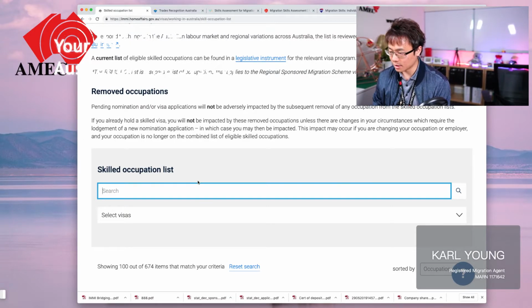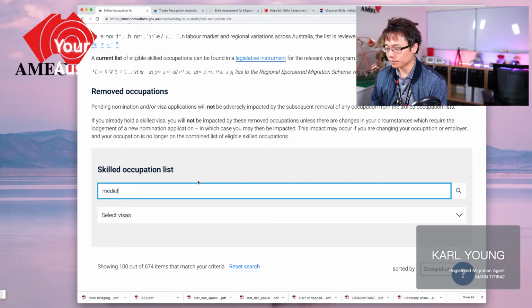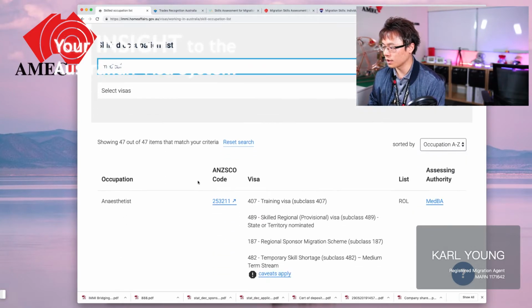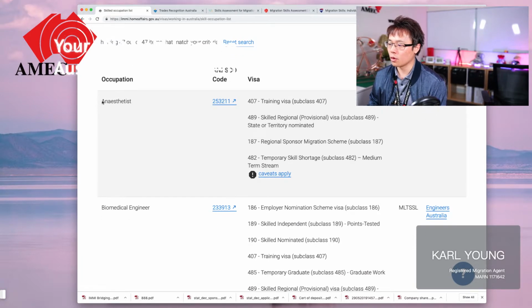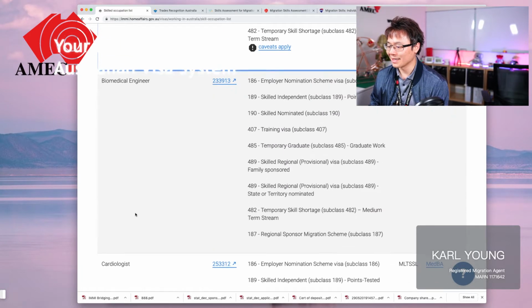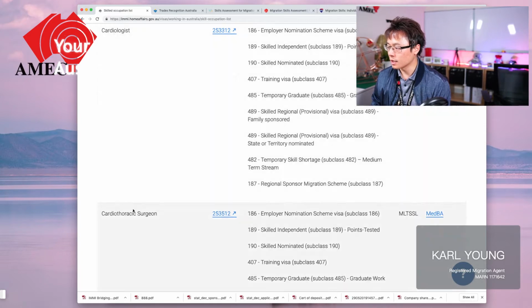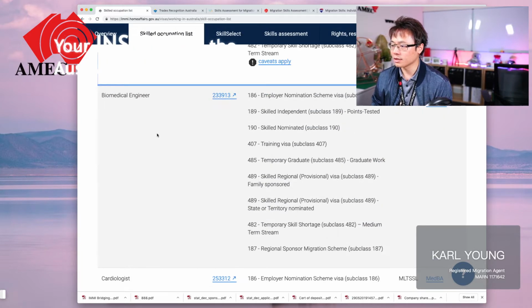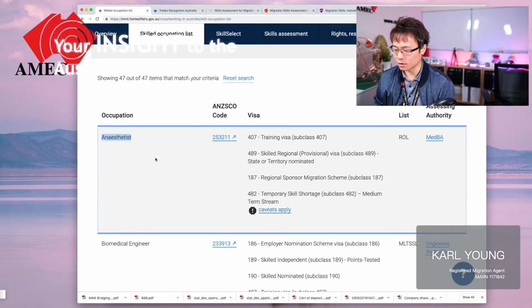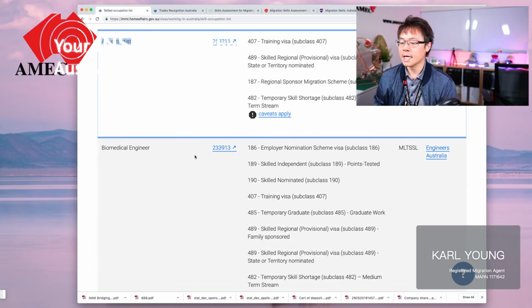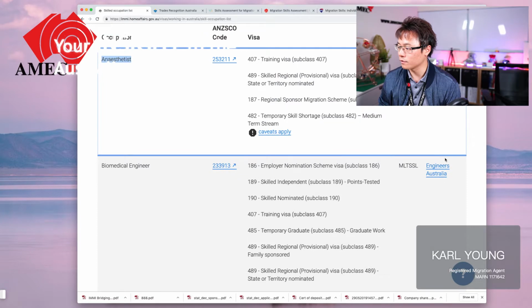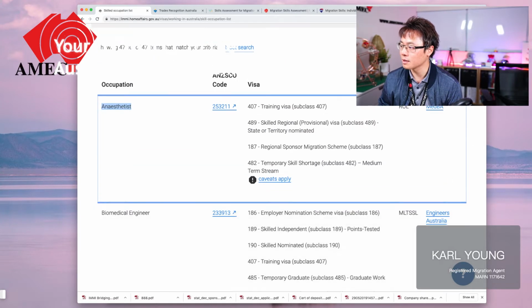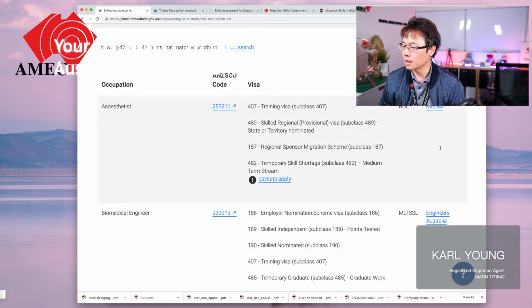So let's take, for example, let's put in medical. Okay, and then I punch enter. Then as you can see, it comes down and shows all the occupations that are linked to medical, and you can see that the assessing authority can be different. So for instance, biomedical engineer, you have to go through Engineers Australia. At the right column, you have to go through Engineers Australia. So you can see the right column here.